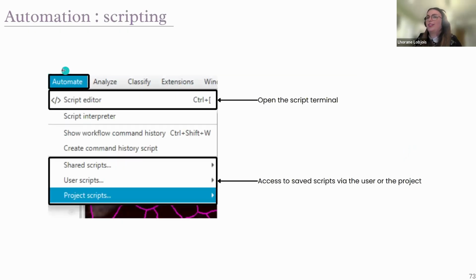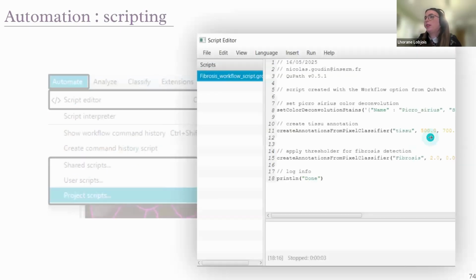Going on automate to see the script editor, you can find different scripts depending on the project open and create short scripts like color deconvolution, create annotation from pixel classifier, and adjust the number. Thanks to that, you can run it for a project, and you can batch for all the images. So that could help you because you do the script one time, and then it's finished.